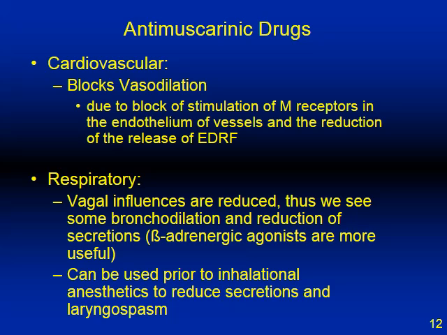Of course, the beta-adrenergic agonists are more useful because they promote bona fide bronchodilation. The antimuscarinics just prevent bronchoconstriction. I don't know if you see the difference, but the antimuscarinics prevent bronchoconstriction, while the beta agonists actually stimulate bronchodilation. And so, again, we see antimuscarinics used prior to inhalational anesthetics to reduce secretions and laryngospasms.